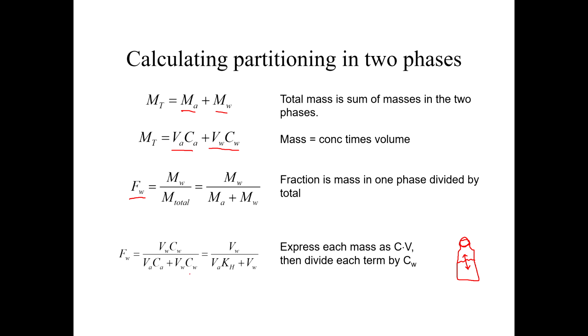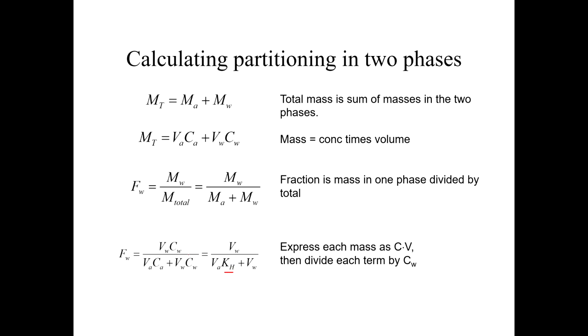And then something magic happens. How do we get from here to there? Where did the Henry's law constant come from? What just happened?